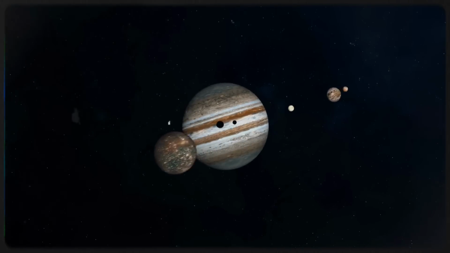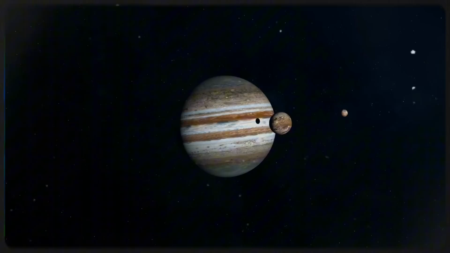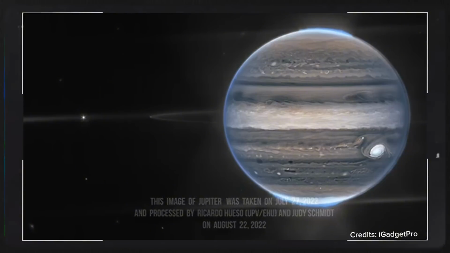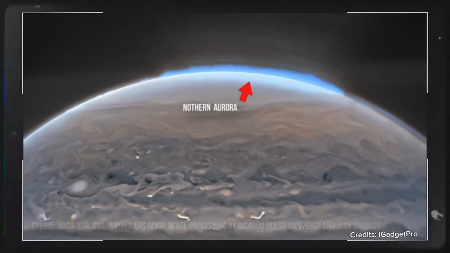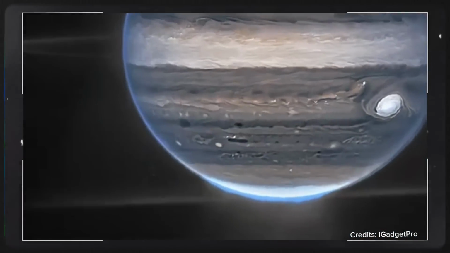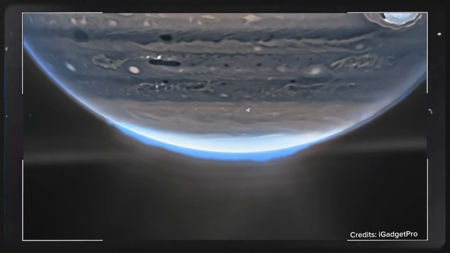To uncover these hidden features, Webb's NIRCam observed the light reflected off the gas giant through three different filters. This approach allowed Webb to separate and evaluate infrared radiation from different wavelength ranges, which are invisible to the naked eye. These infrared wavelengths were then translated into visible colors, offering us a whole new way of seeing Jupiter.